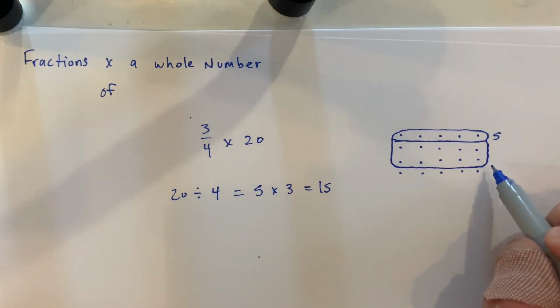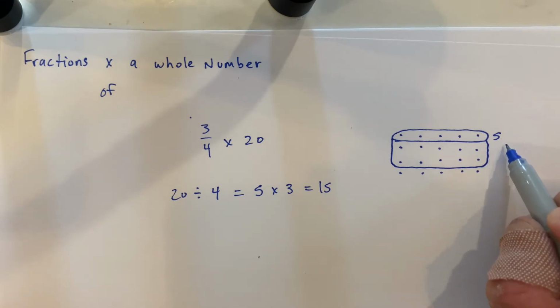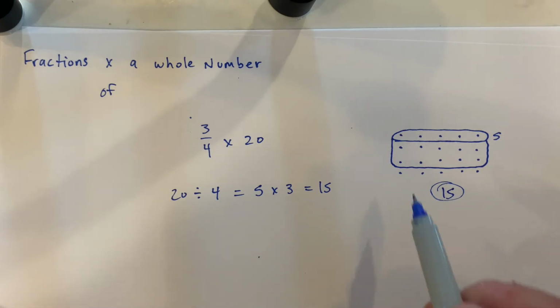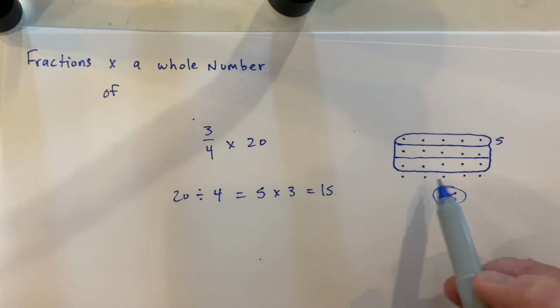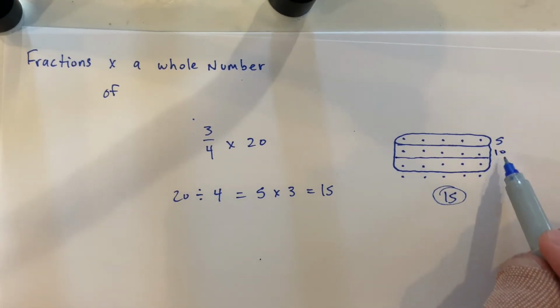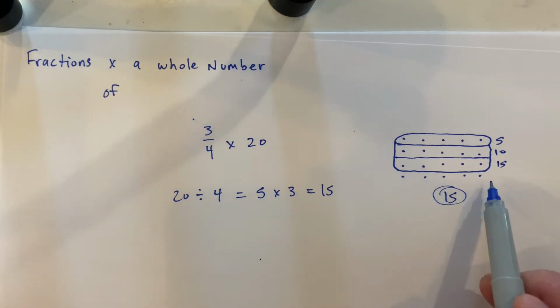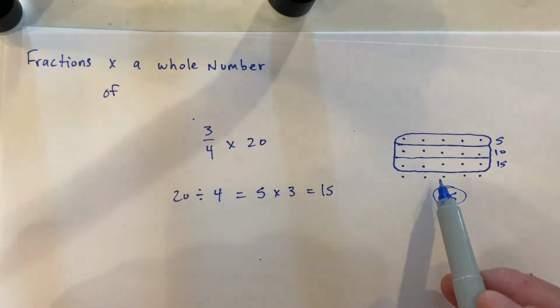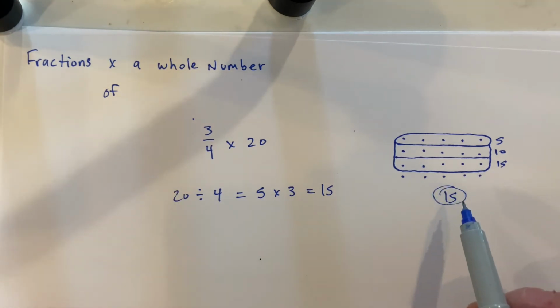Now, if I take all 3 groups of 4, it looks like a nice cake. Then that gives me the 5 times the 3, that gives me the 15 kids there. So the 3 groups give me the 15. This other group down here does not count because it's not part of the 3/4. That would be the 4/4, and that would be the whole group.